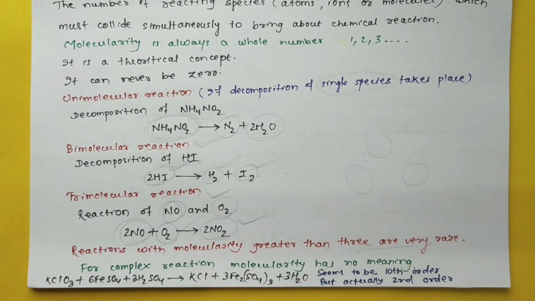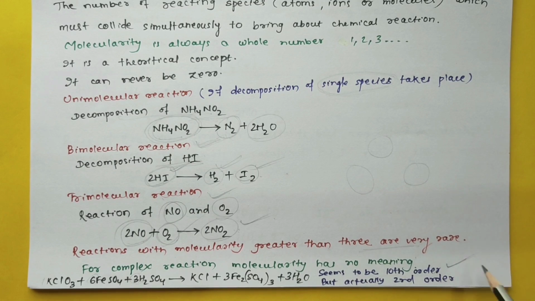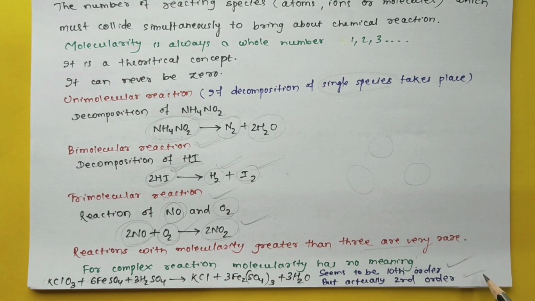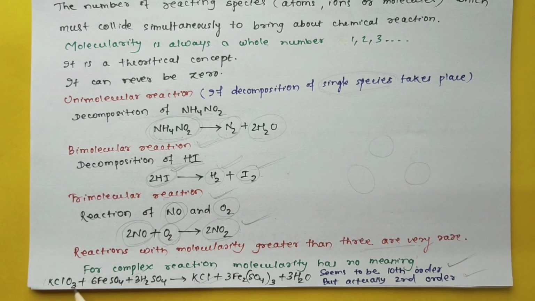So let's take an example. Potassium chlorate, when it reacts with ferrous sulfate and sulfuric acid, here you can see KClO3 plus 6FeSO4 plus 3H2SO4. You can see 1 plus 6 plus 3 is equal to 10. You may think it is 10th order, but actually it is not 10th order. Actually it is second order. So in a complex reaction, you cannot say that here it will be 10th order. Clear?